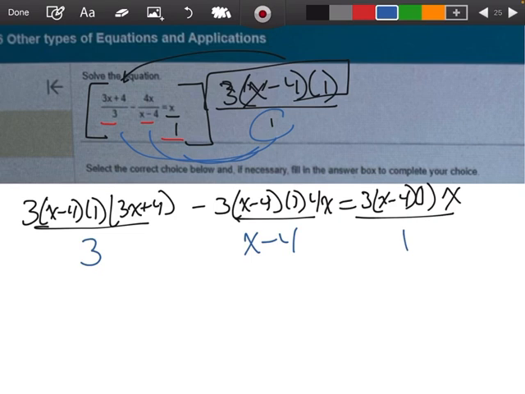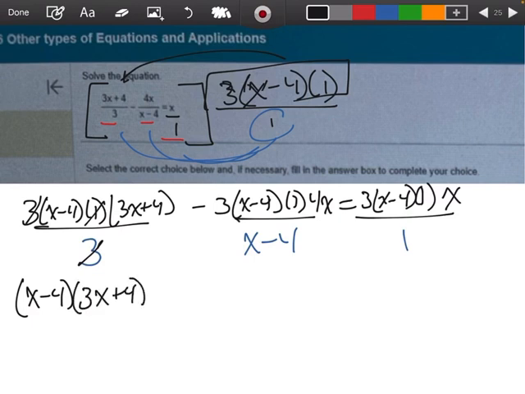Let's go really slow here and see if anything is going to cancel out. That 3 and that 3 cancel, so I'm going to have an x minus 4. I'm not gonna worry about the 1 because when you multiply by 1, nothing really happens, and a 3x plus 4 right here. This x minus 4 and that x minus 4 cancel, so I'm gonna have a negative 3. And over here, that 1 and that 1 cancel.